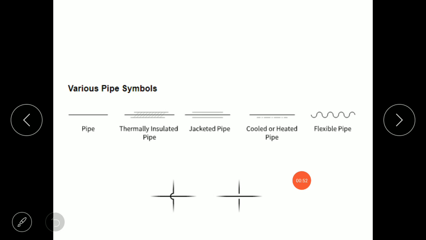Talking about the various pipe symbols, you can see these are the various pipe symbols that are used here. This is pipe, thermally insulated pipe, jacketed pipe, cooled or heated pipe, flexible. These are the symbols for different types of pipes that we're going to use in P&I diagram.